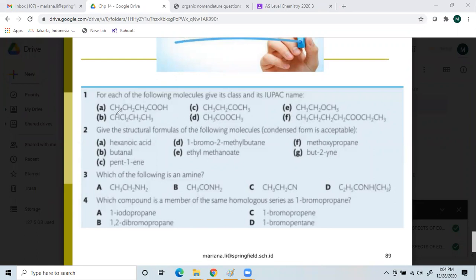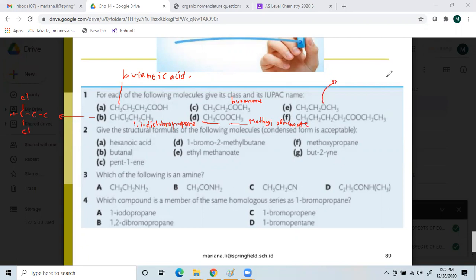Okay, let's discuss the answer. 1A, this is an alkanoic acid, carboxylic acid. The name is butanoic acid. B, 1,1-dichloropropane. Yeah, because if you display this, CHCl2, so this should be at the first carbon, CHCl2, CH2, CH3. C, butanone. CO, this is a ketone, yeah. D, ester. Ester, COOR. So this is the alkyl group, methyl, and the acid group, ethanoate.